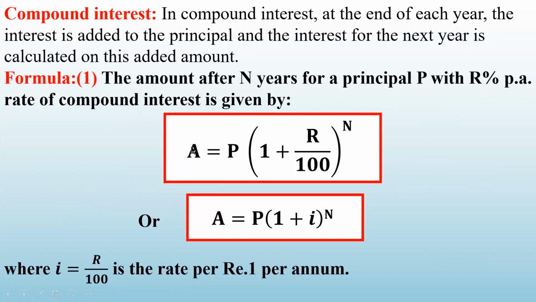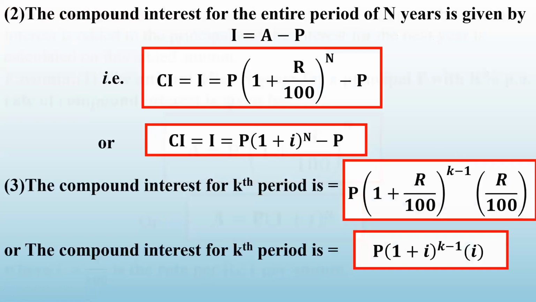You know, the accumulated value is calculated by using this formula: amount equal to P, that means principal, into 1 plus R upon 100 raised to power n, where R is the rate of interest and n is the number of time periods. The rate of interest should also be R percentage per that time period. If it is per annum, that means per year, then n is number of years. If the rate of interest is monthly, then n should also be monthly. That means the period should be the same. So let us take some problems.